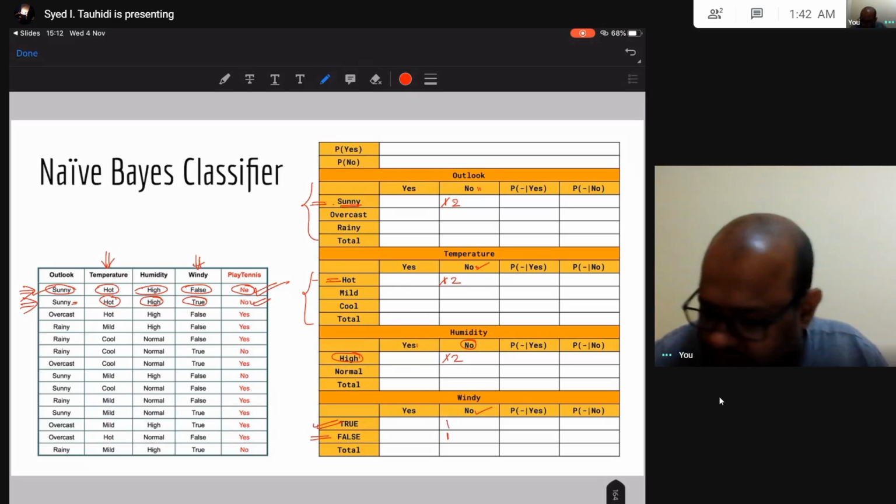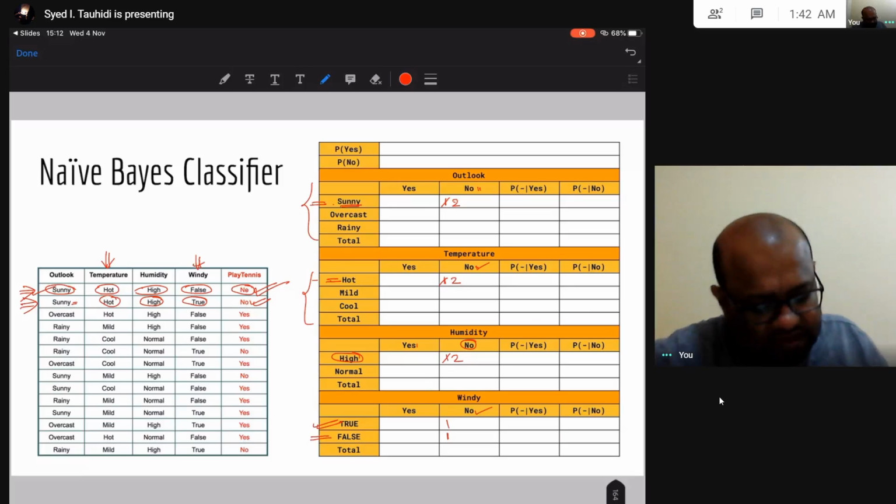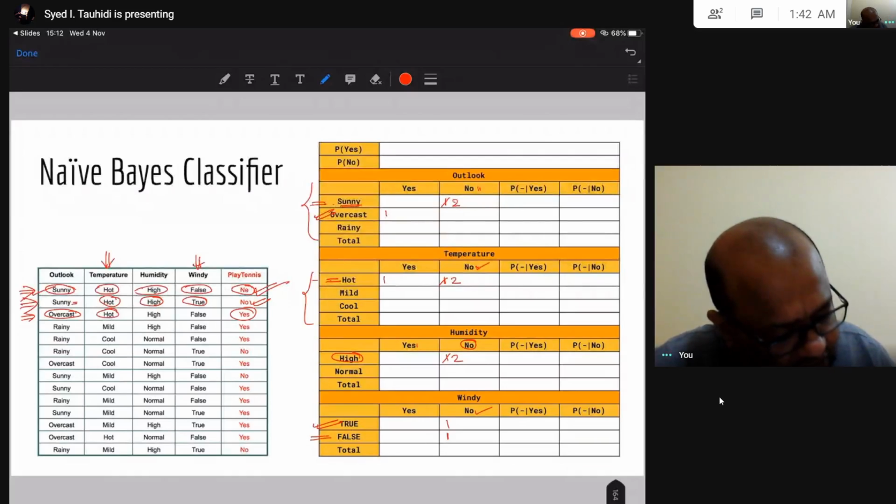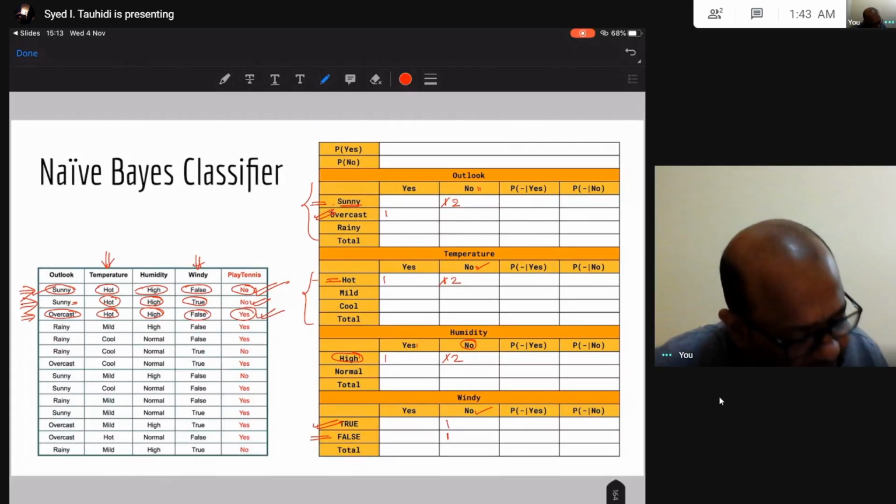Now I go to row 3. In row 3 I look at outlook, it says overcast, so I go to the overcast row, and play tennis is yes, so I go to the yes column, and I increment that by 1. Hot and yes, I go to hot and yes, I increment that by 1. There is high humidity and yes, so I go to high and yes, I increment that by 1. Windy is false and play tennis is yes, so I go to false and yes, and I increment that by 1.